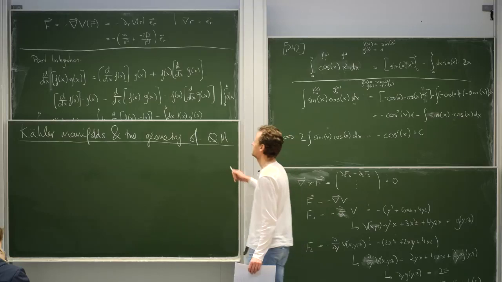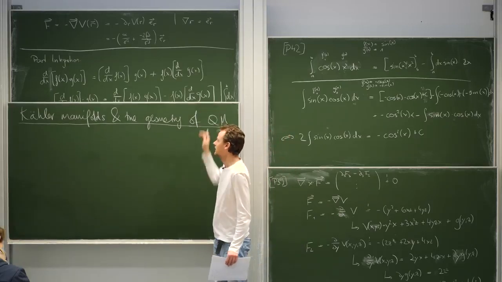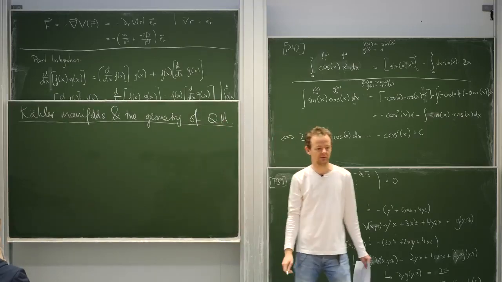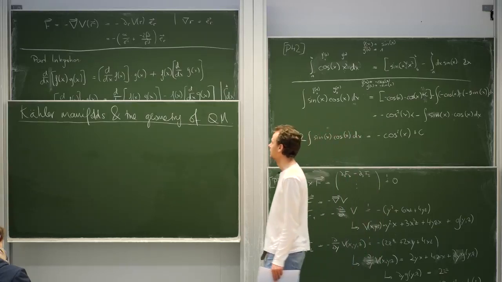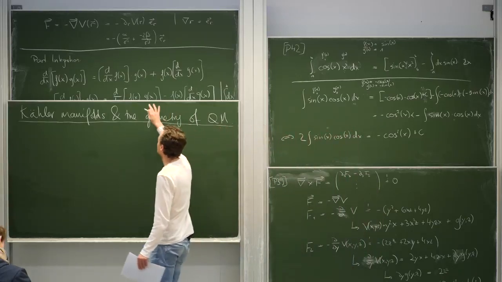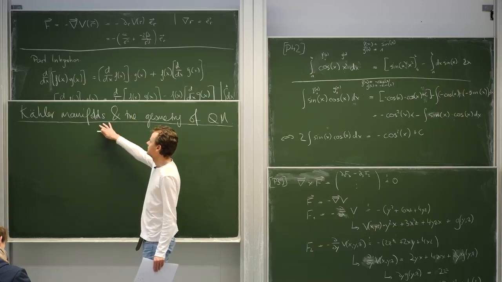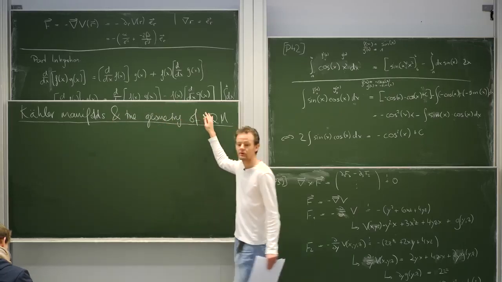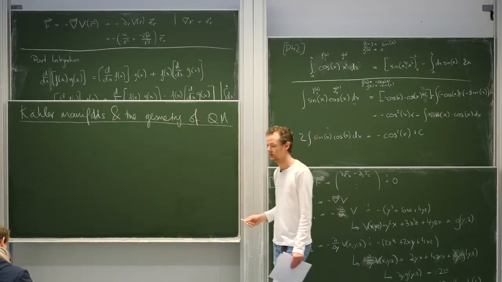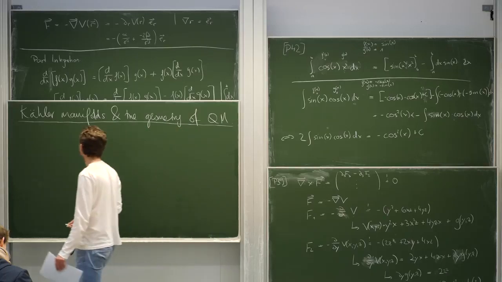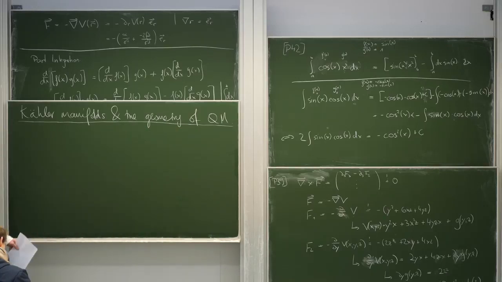We're going to finish up the course by looking at a very special class of symplectic manifolds called Kähler manifolds. And I'm going to sketch the relationship between the geometry of Kähler manifolds and that of quantum mechanics. So that's the final objective for this course, that you can in some sense see this lecture as really the invitation to a whole other line of research that continues to this day.